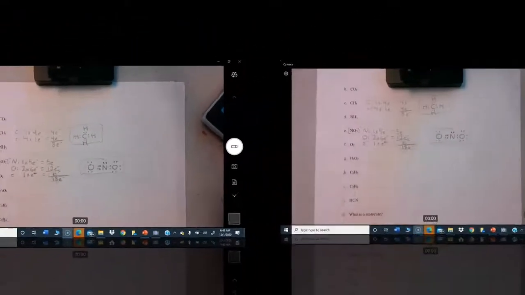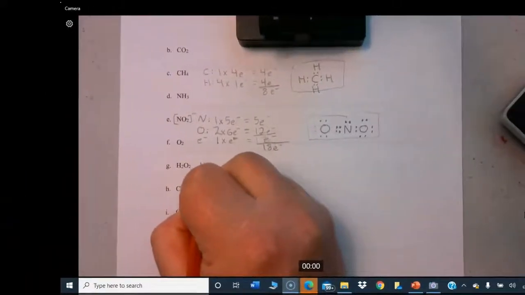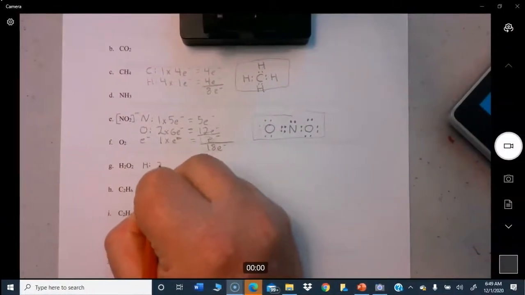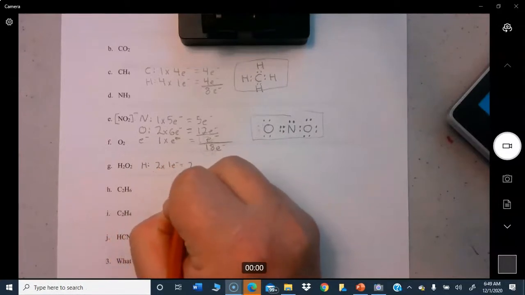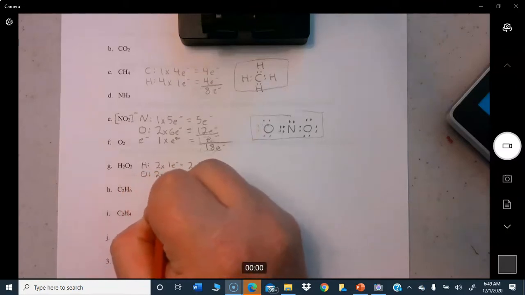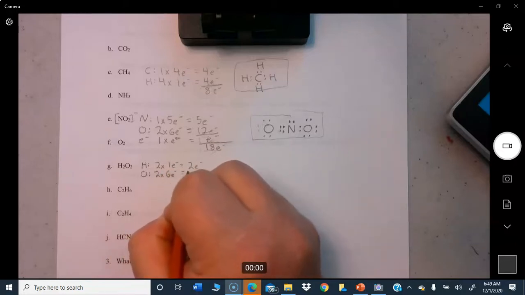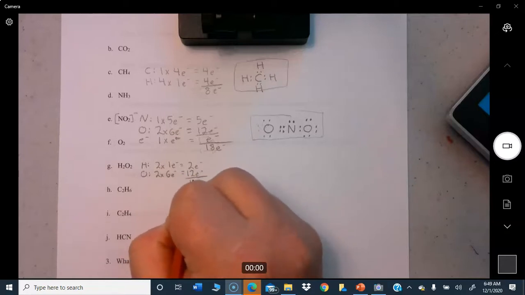All right, let's go to G, H2O2. So first rules, we're going to figure out how many electrons there are. And there's 2 hydrogen and 2 oxygen, and each oxygen has 6 electrons. And that's a total of 14.